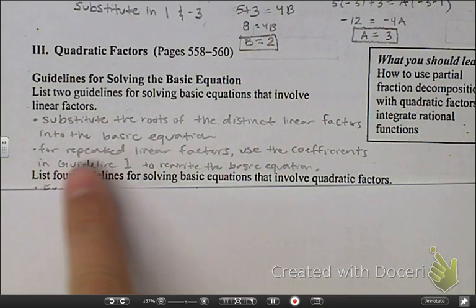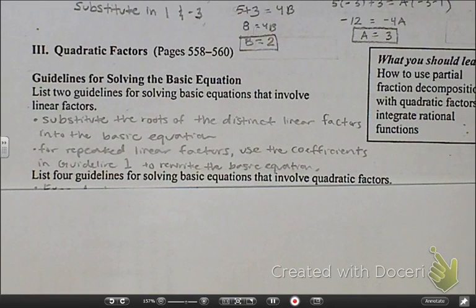The second guideline says for repeated linear factors, so if any of the factors repeats itself, you need to use the coefficients from guideline 1 to rewrite the basic equation. So, for example, once you solve for a or b or c or whatever it is, for the repeated linear factors, you're going to need to substitute in whatever coefficients you've already found into the new equations with different values so that you can solve for the repeated linear factors.